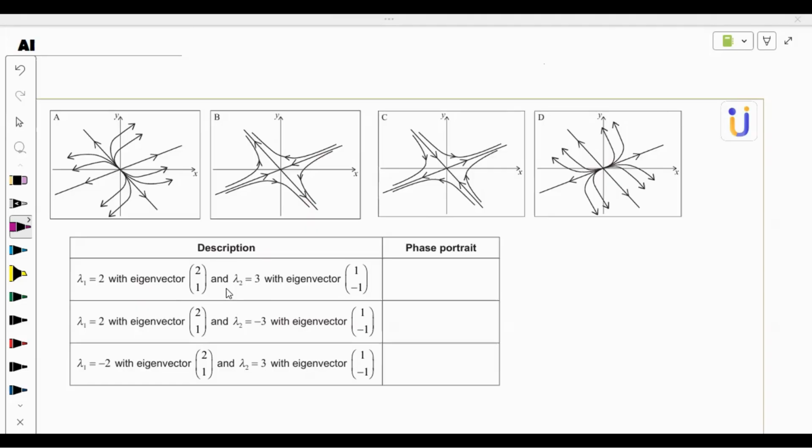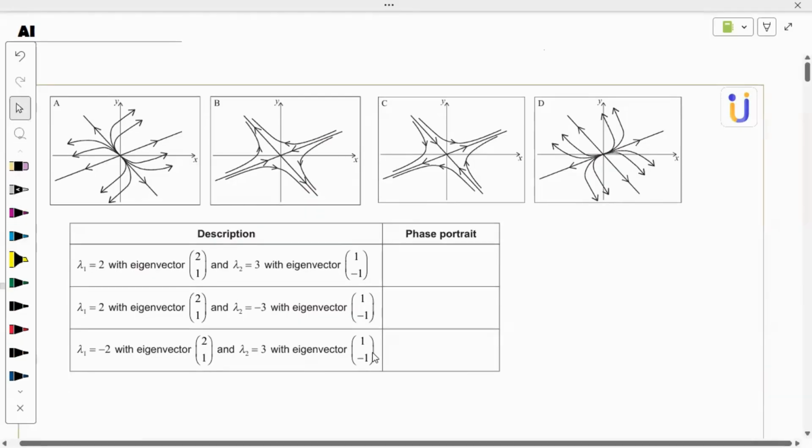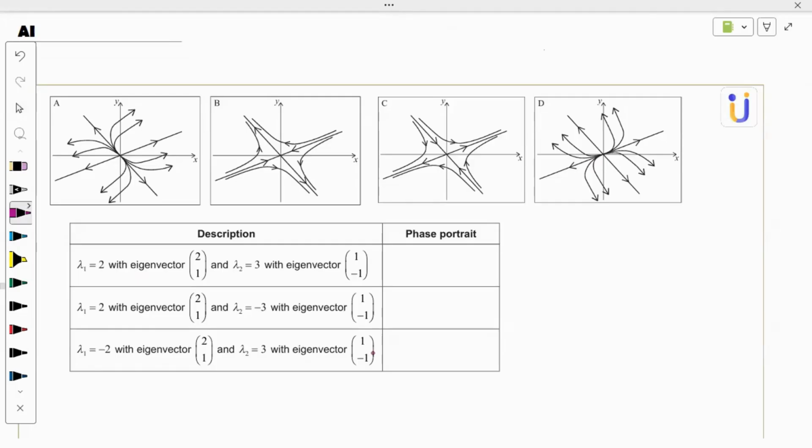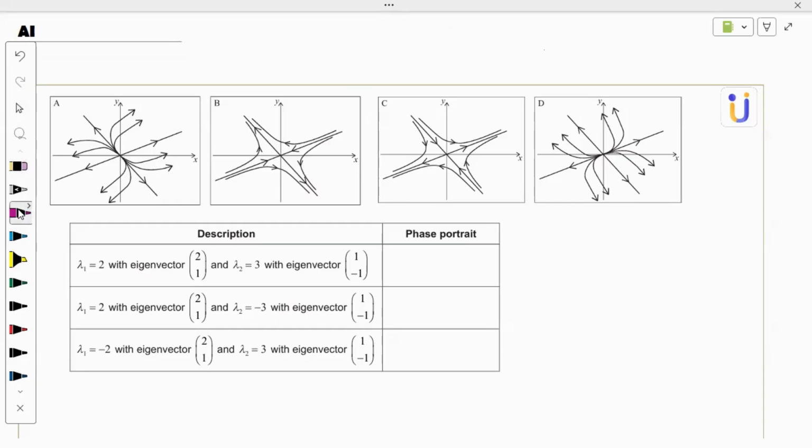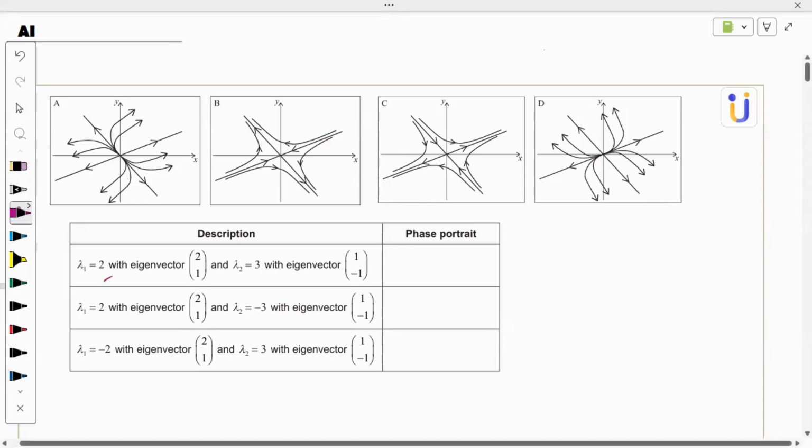It's an unstable node, and the trajectories will ripple from the origin. Now I can filter out the options here. There are 2 kinds: ripple from the origin and approach the origin. The middle 2 approach the origin. The first and last ripple away from the origin. So it's either A or D, just with the eigenvalues: both positive, lambda 1 and lambda 2, so it will be unstable.